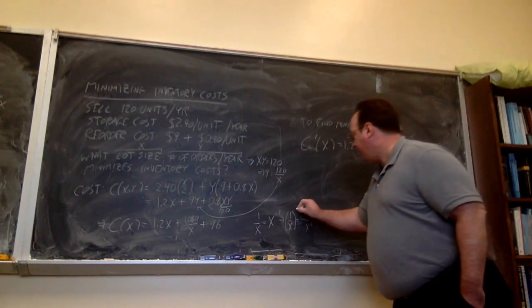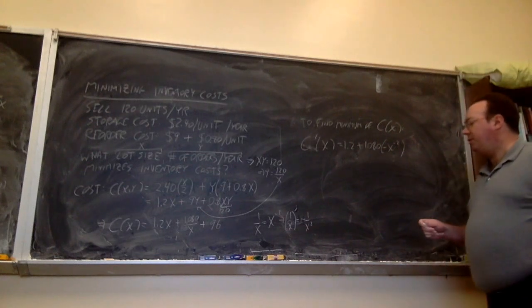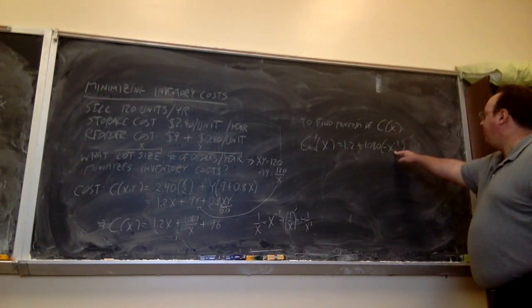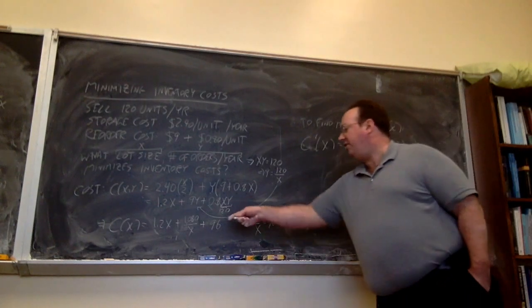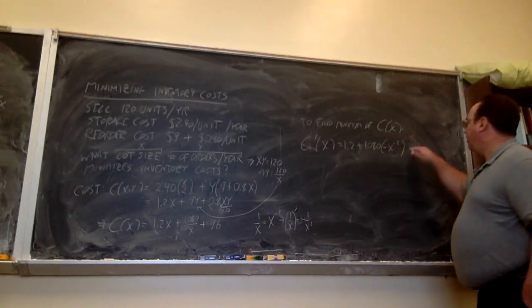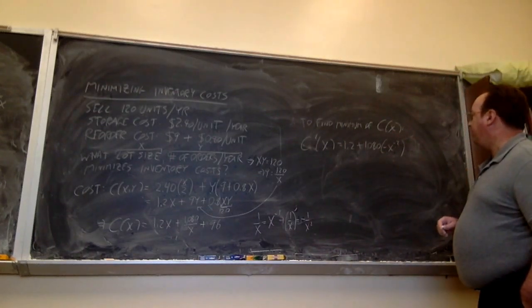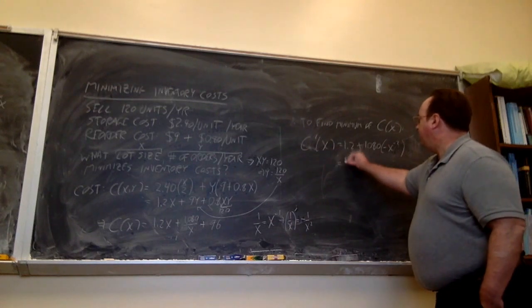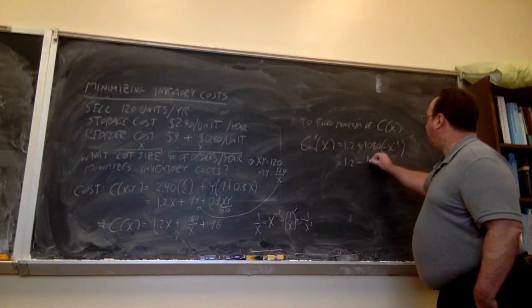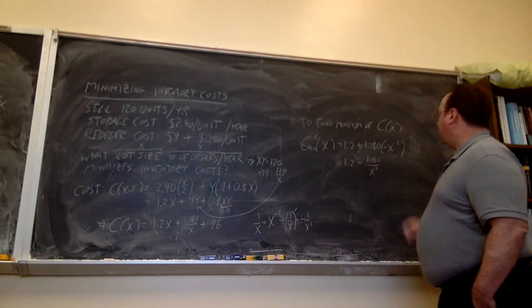That's a prime, by the way. Okay. So the derivative of 1 over X is minus 1 over X squared. So I've used that here. And then the derivative of 96 is 0, so it's a constant. So this is my entire derivative. So now I can rewrite this as 1.2 minus 1,080 over X squared.